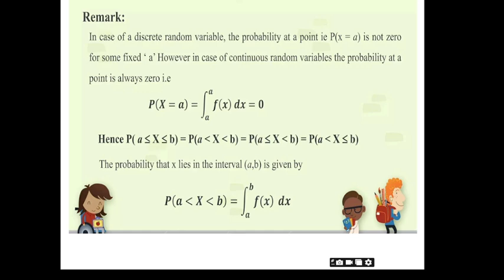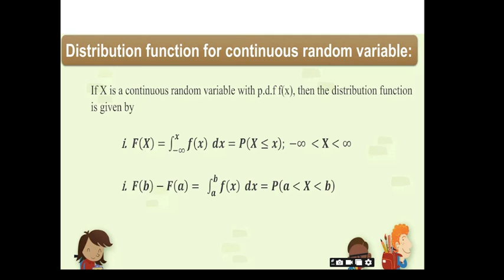The value of the integral, when the same limits are given, is 0. Hence, P of a ≤ X ≤ b is equal to P of a < X < b, equal to P of a ≤ X < b, equal to P of a < X ≤ b. These are equal. Then we know that P of a < X < b equals the integral from a to b of f of x dx.